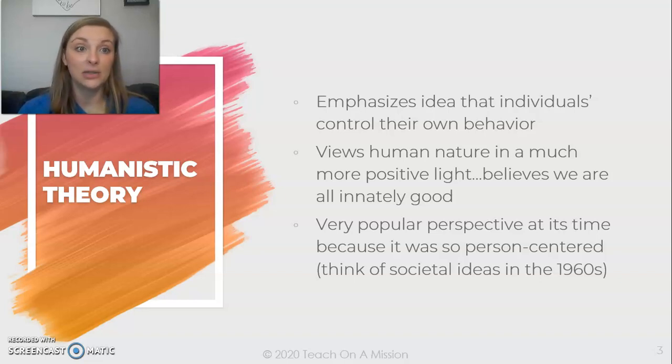And human nature is much more positive. We all are innately good. This was really popular in the 1960s because it was really person centered. Think about the culture during the 1960s, though. I mean, this is what people lived for, right? It's like the hippie era, love and everyone's good and I can control my own destiny. That's the humanistic theory, okay?